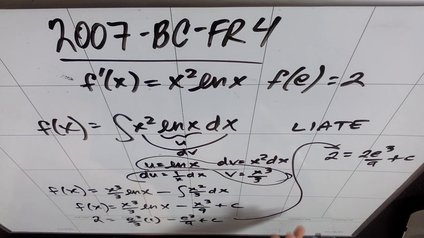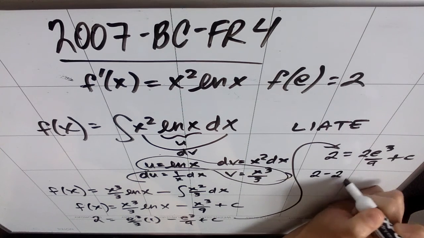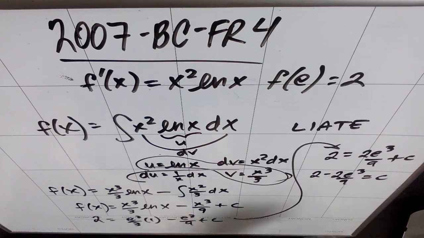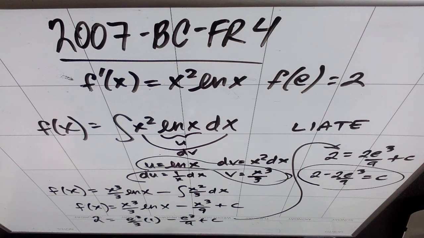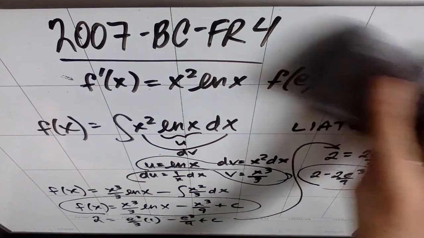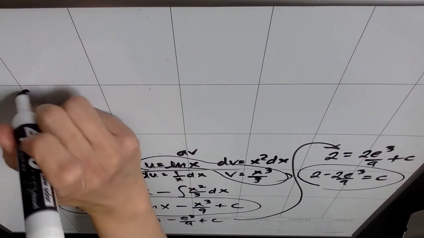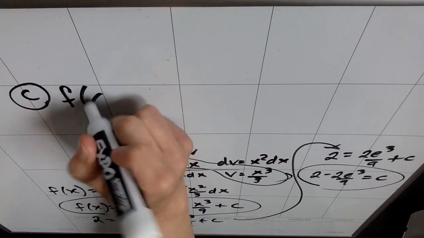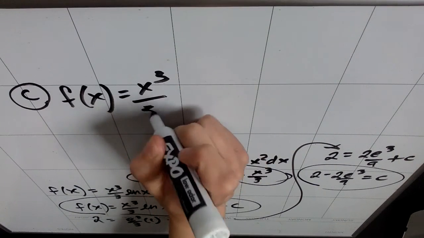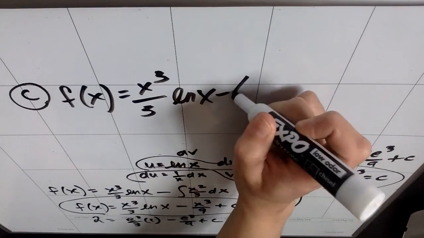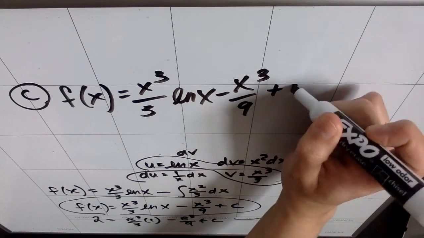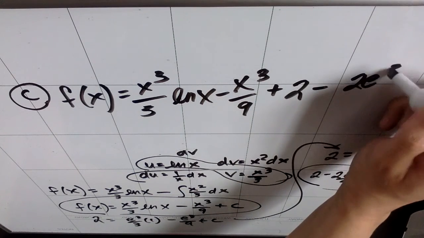When we go ahead and subtract this guy over, I end up getting 2 minus 2e cubed over 9 equals my c, right? So this is my c, and then all I have to do is recopy this answer with this value in for c. And it's not the prettiest thing you've ever seen, but that's what we have to do. So if I recopy my final answer to part c, I end up getting that f of x is x cubed over 3 natural log of x minus x cubed over 9 plus 2 minus 2e cubed over 9.